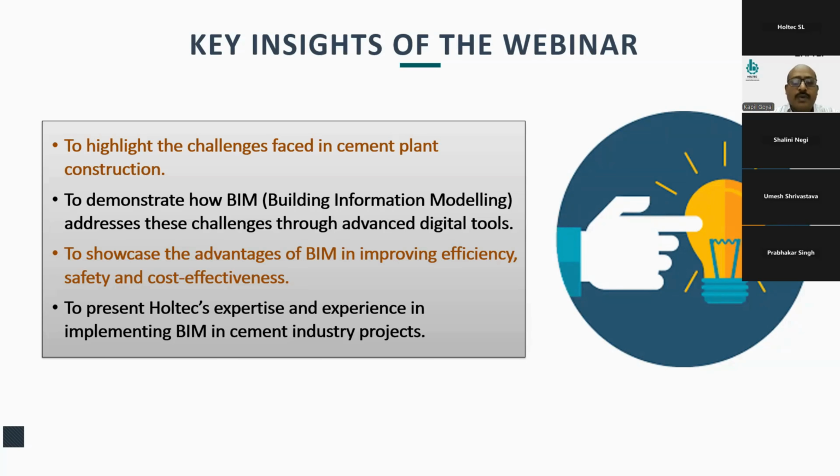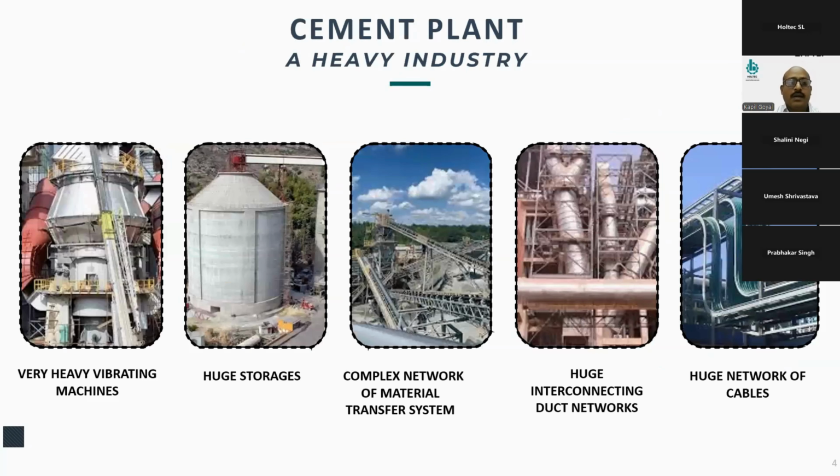For this, let us understand what is the overall extent of a cement plant. Cement plant is considered to be one of the heaviest industries in this construction industry, where we deal with very heavy vibrating machines. There are huge storages. Storages are up to the extent of 50,000 ton to 1 lakh ton of materials. There is a complex network of material transfer systems, which comprises of belt conveyors, pipe conveyors, air slides, bucket elevators. There are huge interconnecting duct networks.